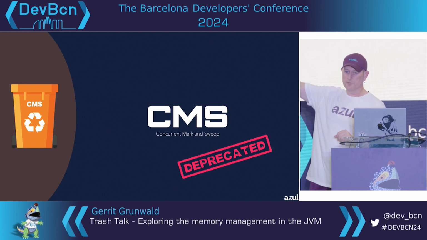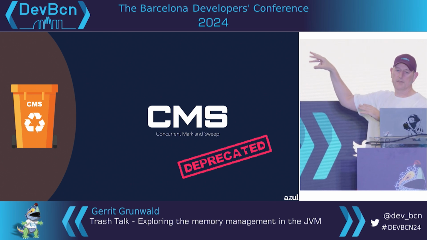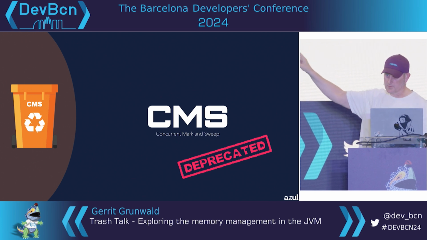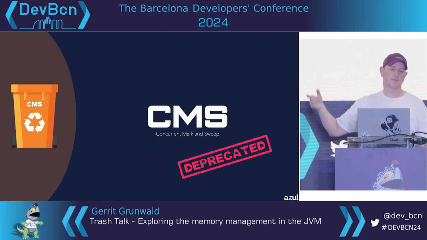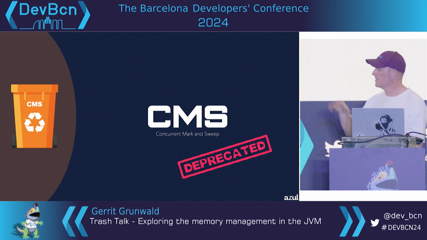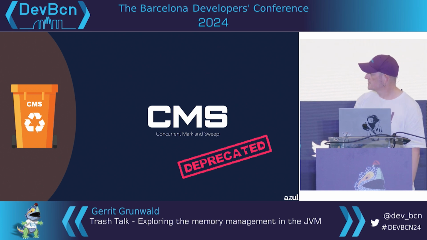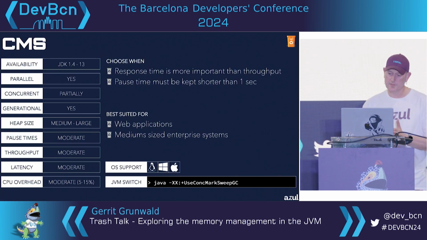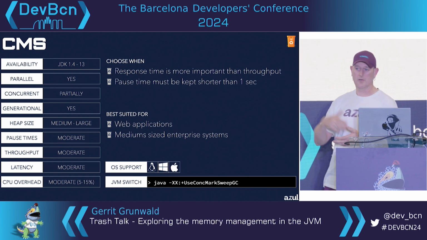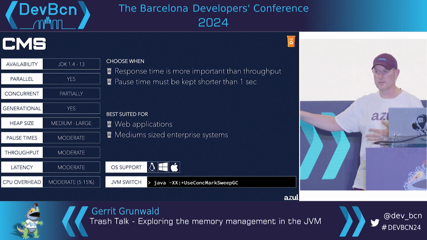Concurrent Mark and Sweep. And this is exactly the generational collector that I showed you. This is how it works, but it also works concurrently. It can do concurrent marking. But the setup, the design of the collector, was very much the same as what I showed you. Okay, so it's deprecated. That means it was deprecated in JDK 9 and removed in JDK 14. So if you are on 17 or above, you can't even select it anymore. It's not in the JDK anymore.